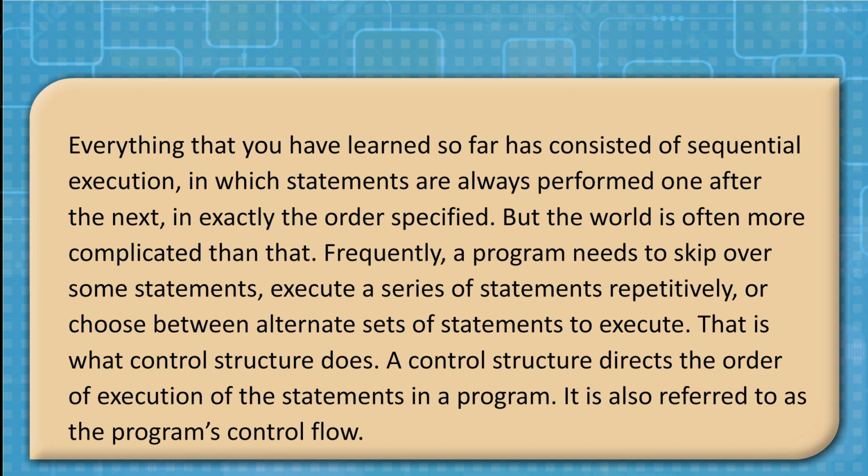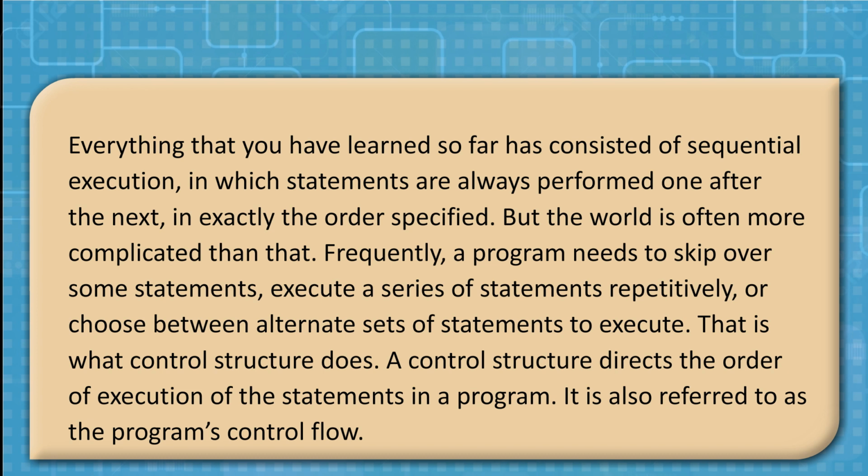Everything that you have learned so far has consisted of sequential execution, in which statements are always performed one after the next, in exactly the order specified. But the world is often more complicated than that. Frequently, a program needs to skip over some statements, execute a series of statements repetitively, or choose between alternate sets of statements to execute. That is what control structure does.